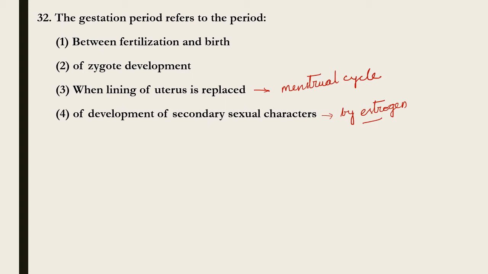The second option is zygote development, and the first option is between fertilization and birth. The gestation period refers to the period between fertilization, that means fusion of gametes, and birth, till maturation. This is called the gestation period, which in humans is around 9 months. So option 1 is the correct answer.